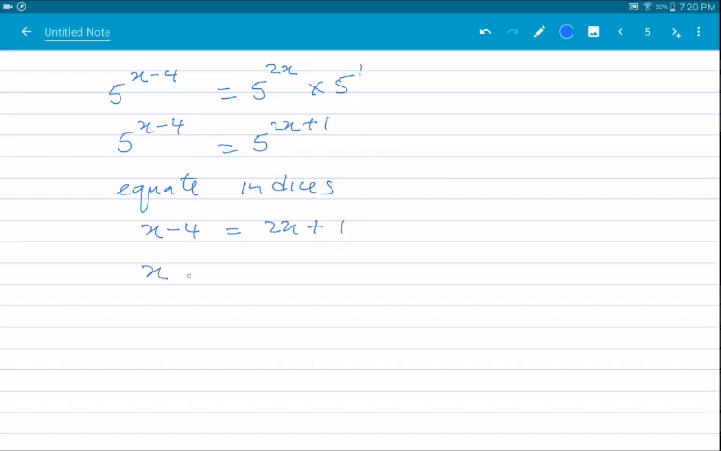Therefore, x minus 2x is equal to 4 plus 1. The minus 4 goes over as plus. The 2x goes over the other side as minus. X minus 2x is minus x is equal to 5. Therefore, positive x is equal to negative 5. And that's our answer. And that's the end of the test.